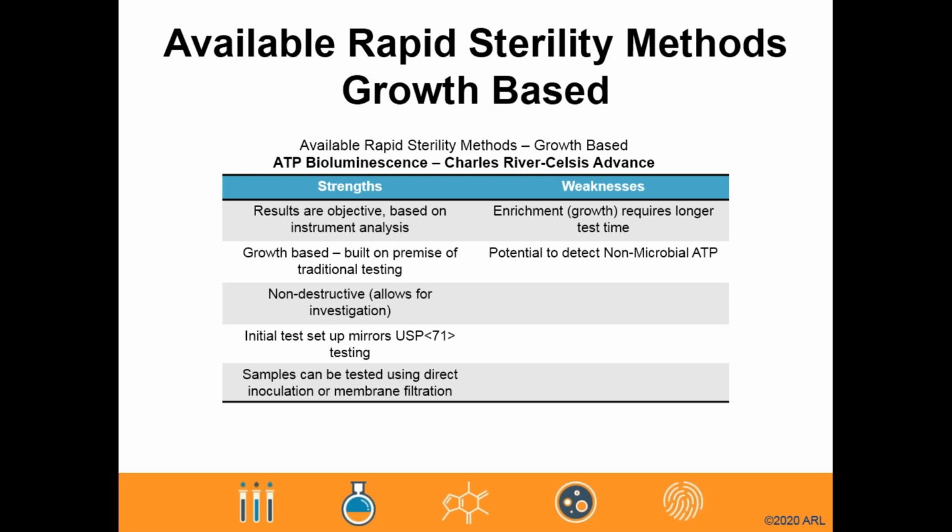Unlike methods which require a sample to be filterable, one notable strength associated with the Celsis Advanced system is that it allows for great flexibility in sample types. Suspensions, oils, and really any sample that can be tested using traditional sterility methods can also be tested using the Celsis Advanced system. Adequate suitability testing must still be performed to ensure non-microbial ATP is absent from the sample, or that the sample properties do not slow or inhibit the enzymatic reaction that this technology uses.